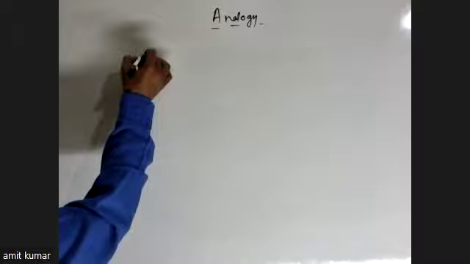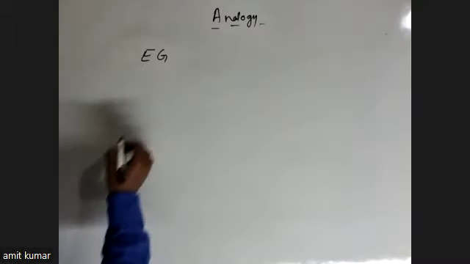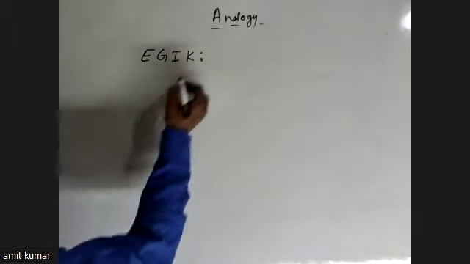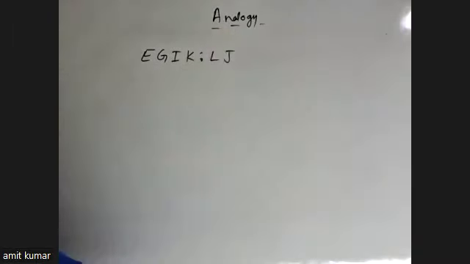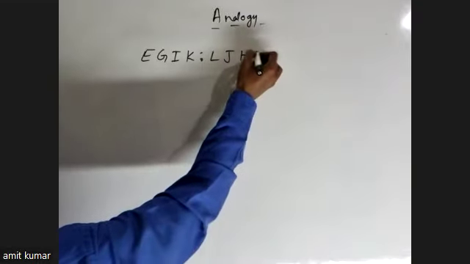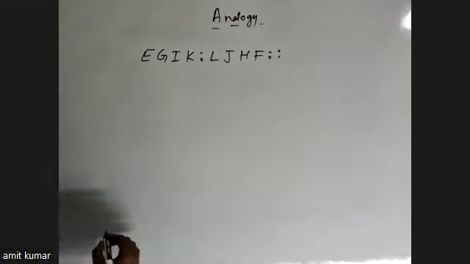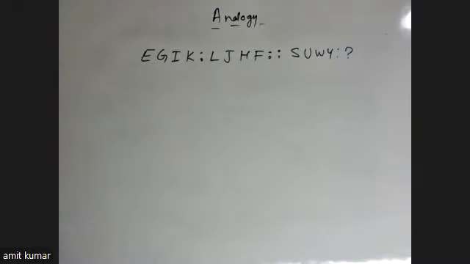I will explain how EGIK is related to LJLJHF. Similarly, SUWY is related to what? How do we do it? I will explain. First you just try. And with the question, I will try to explain the coding decoding as well.